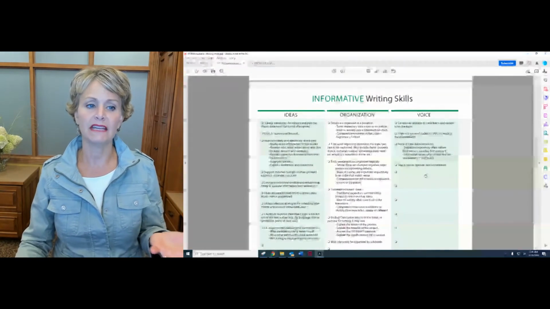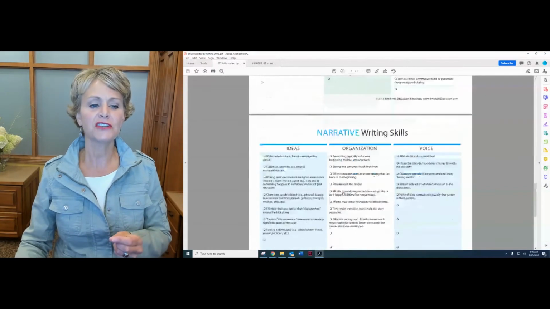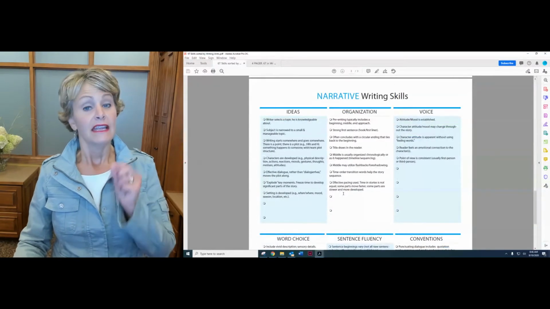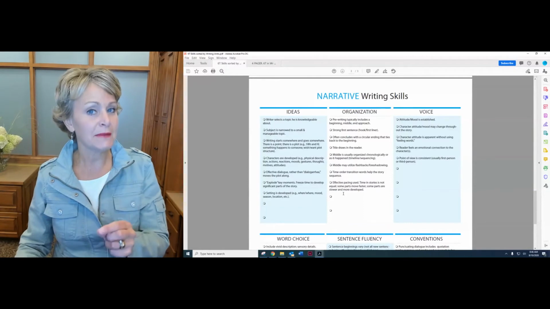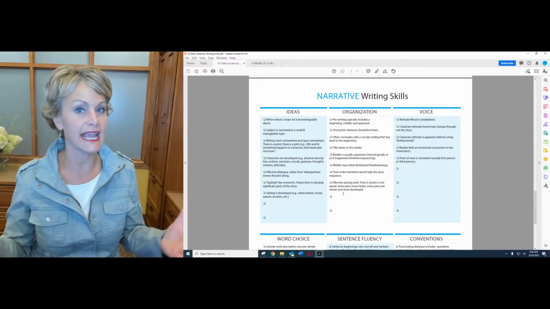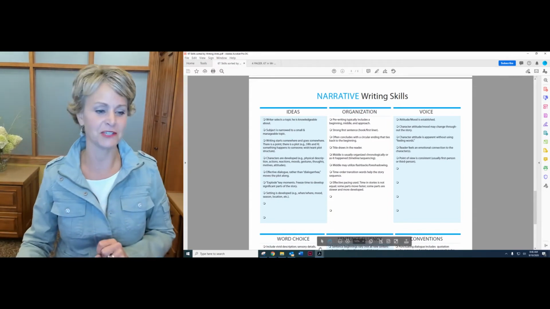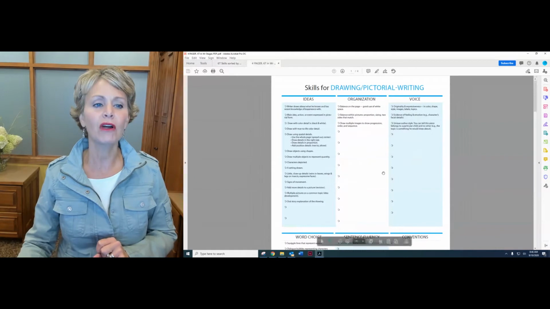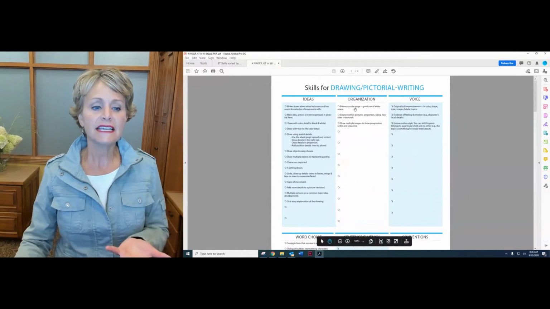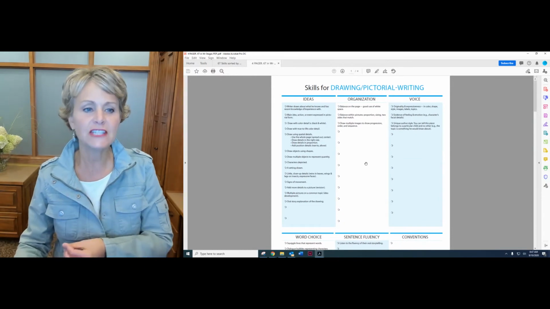Then for informative, it's still the 6 traits, but the skills are different. And I also gave you a narrative. Now, you're at a primary school, and so your primary teachers who've introduced the 6 traits to students via pictures and labels, this is going to scare them. So I'm going to give you a second attachment, Jody, and this one is for our primary. How do the 6 trait skills fit into the different stages of writing?